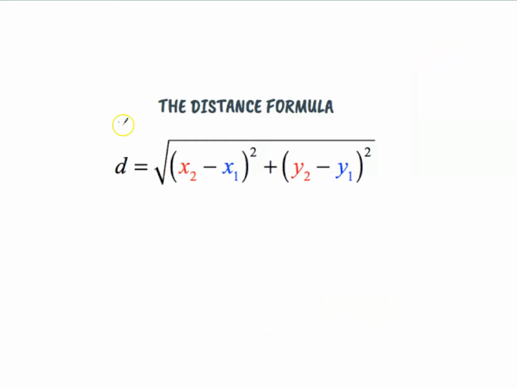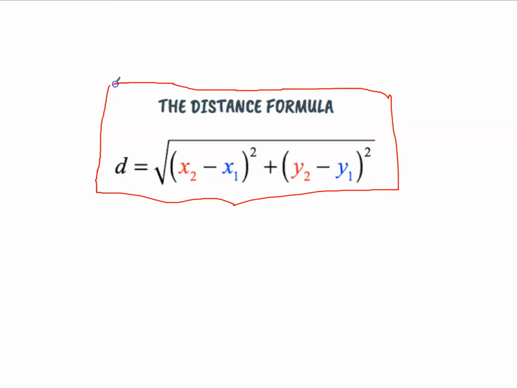All right, so this right here is my distance formula. Make sure you have this written down because we are going to be referring to this formula a lot. So the distance formula is, if I'm trying to find the distance between 2 points, you just take the square root of x2 minus x1, squared, plus y2 minus y1, squared.